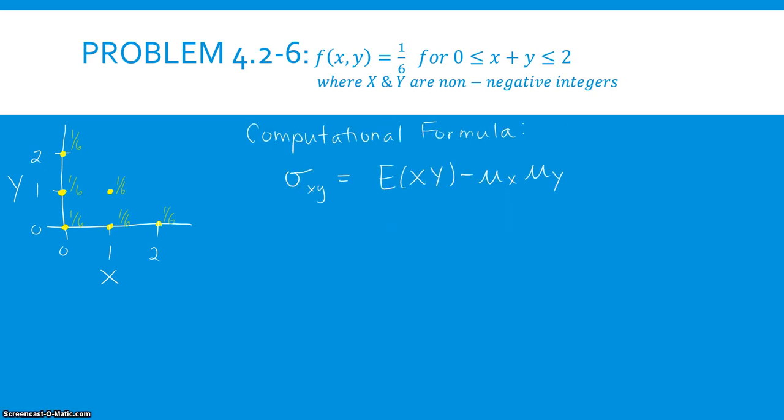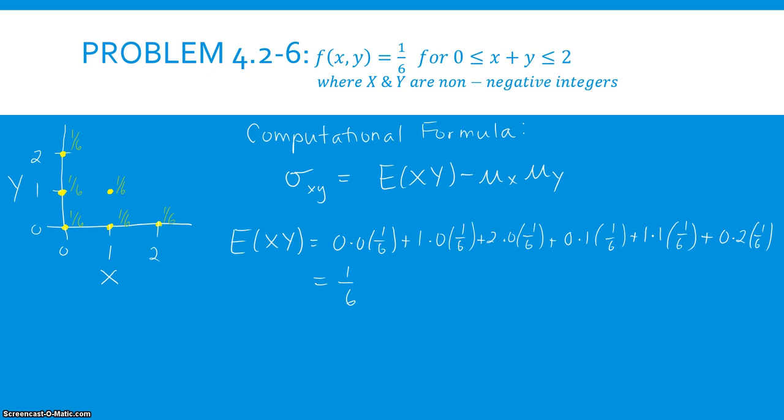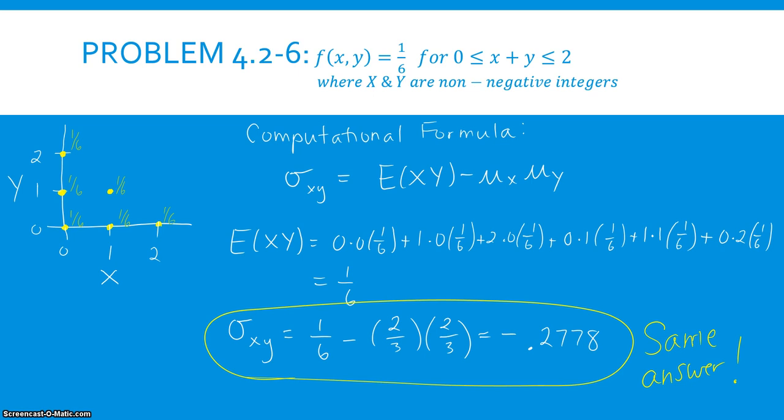Let's look at how we can use the computational formula. Here I'm going to start by calculating the expected value of x times y. So for each point, I multiply x by y. Notice that only one of these is actually not 0. I get the expected value of x times y of 1/6. I subtract off my mean of x times my mean of y, and I get negative 0.2778. This is the same answer that I got before, showing us that, yes, both formulas do give us the same answer for the covariance.